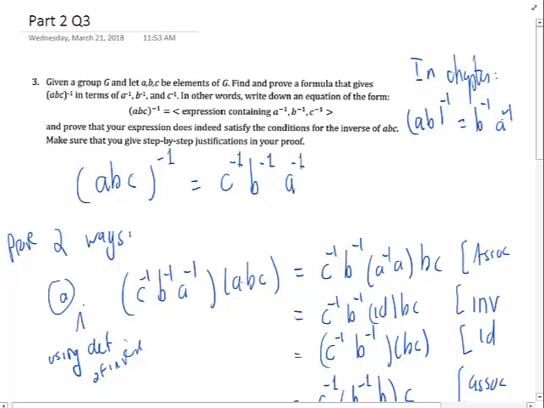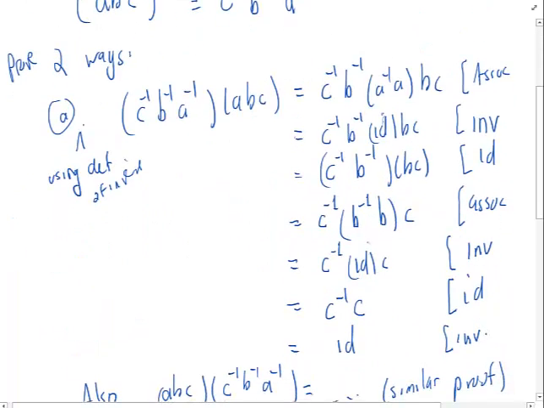C inverse, B inverse, A inverse times ABC. If you reassociate and put the A inverse A together, that gives you the identity by the inverse property, because A inverse A cancels out. Then the identity goes away because of the identity property. Then I can reassociate and bring the B inverse B together. That becomes the identity by the inverse property. By the identity property, that goes away. And then by the inverse property, I get the identity. So I've shown that C inverse, B inverse, A inverse times ABC is the identity.